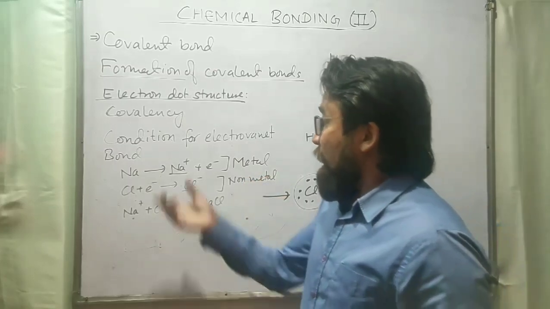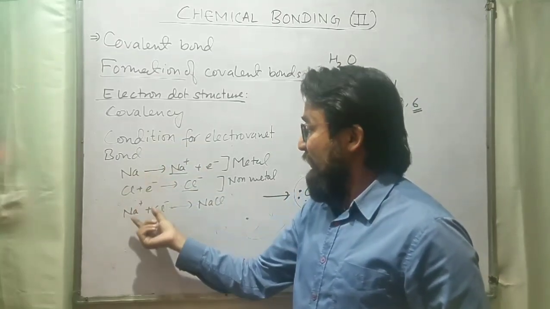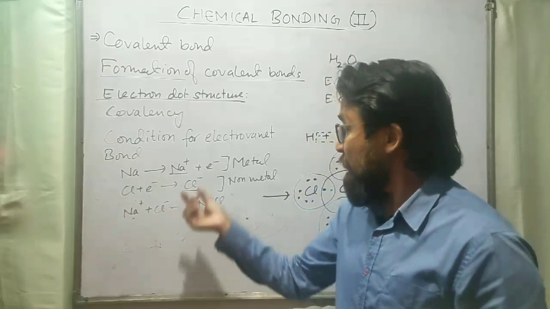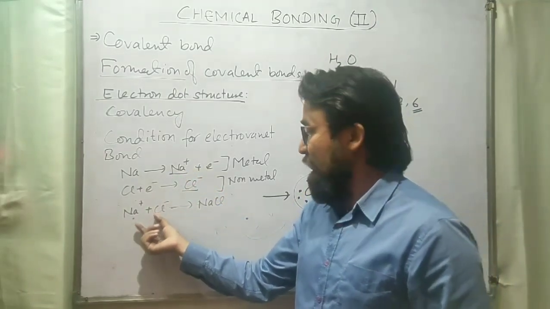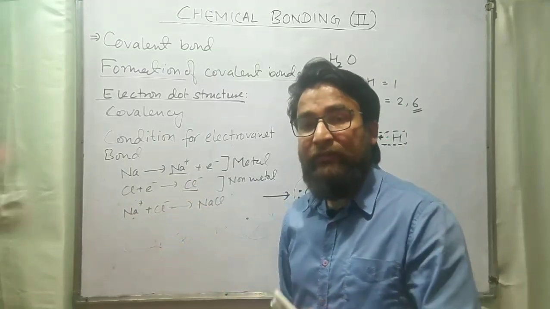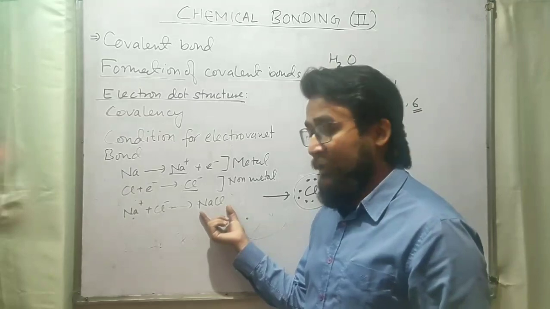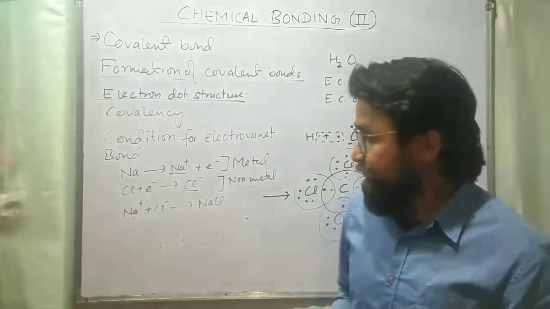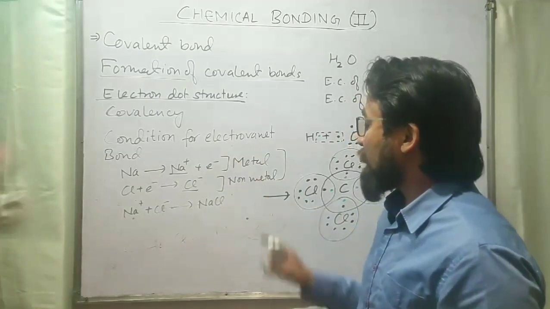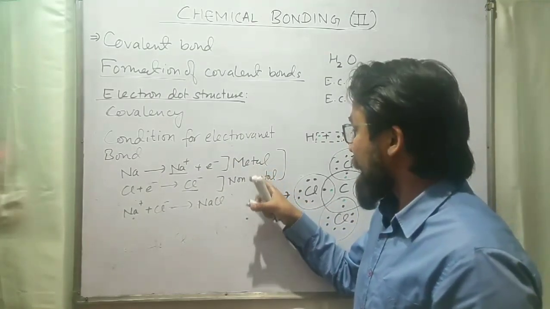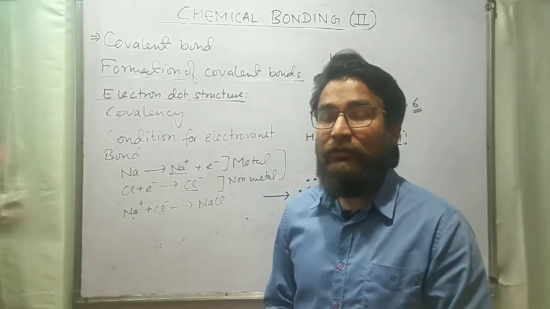So the electrovalent bond is only possible when one atom loses the electron and the other atom gains the electron. Only then will they form positive and negative ions, and only then is the formation of an electrovalent compound possible. So this is the required condition for the formation of an electrovalent bond: one atom should be a metal and the other atom should be a non-metal. Only then is an electrovalent bond formed.